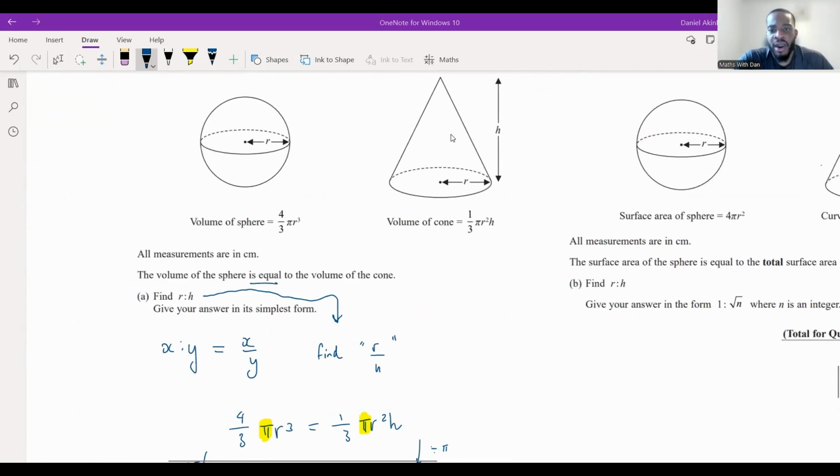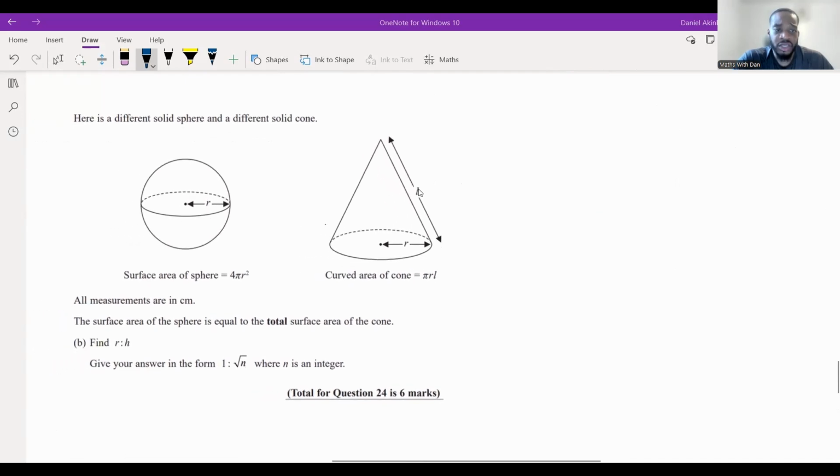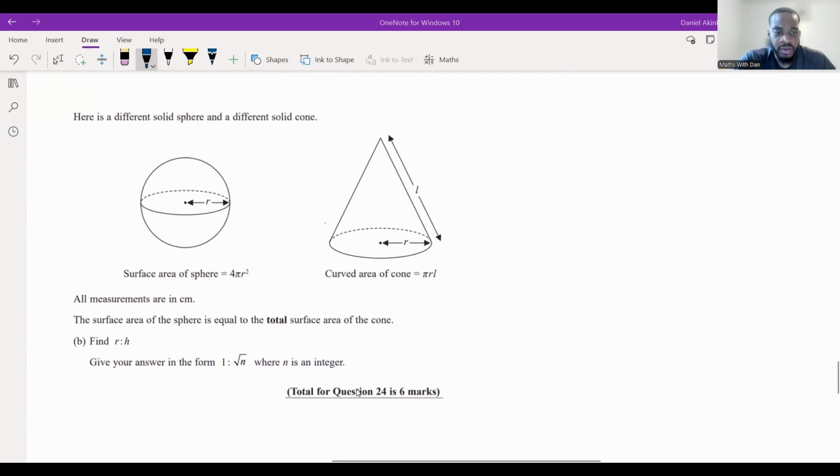This one's a bit trickier, but it's the same logic. It says here is a solid sphere and a solid cone. Now they've given us the curved surface area formulas. The surface area of a sphere is 4 pi r squared. The curved area of a cone is pi r l. All measurements are in centimeters.